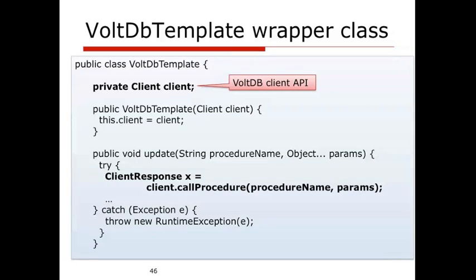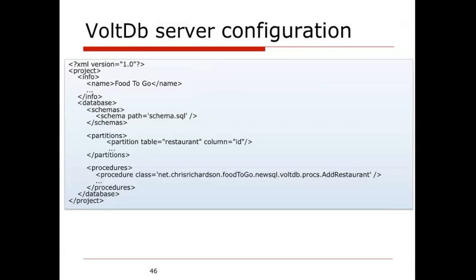And then here's the implementation of the template class that's using the VoltDB client API, which is pretty simple. You create this client object, and then the basic way you execute a stored procedure is by calling callProcedure, passing in the name and then the parameters, which are either simple values or object arrays. So no JDBC, but somewhat different.